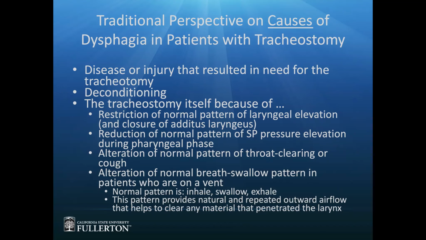And the third thing that happens, and this is for people who are on the vent, is the alteration of the normal breath-swallow pattern, which you know about. The normal pattern is inhale, swallow, exhale. And this pattern provides for natural and repeated upward flow and clearance of the material. And especially when somebody is on assist control, they're not controlling their respiration at all. And they're not really aware of that. I mean, they tend to just lose the connection. There's a disconnect between breathing and swallowing because breathing is being done by a machine. So that is another complication. That's why somebody who could swallow may not be able to swallow safely and effectively after a tracheostomy.